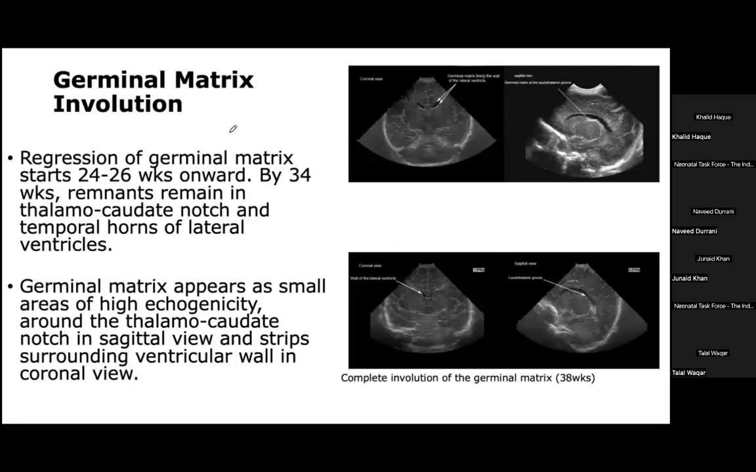Germinal matrix, as I said, starts regressing from 24 weeks onward, and by 34 weeks only remnants of it are seen at the caudothalamic grooves and in the temporal horn of the lateral ventricle. The germinal matrix appears as a small area of echogenicity, mainly in the thalamocaudate notch. You can see here, my pointer is pointed out at 38 weeks.